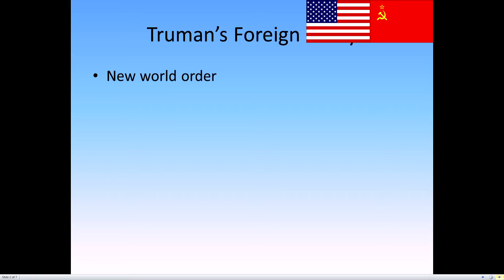And so this relationship between the United States and the Soviet Union is going to be what drives these foreign policy decisions for the next 70 years, basically. All right, now the very first thing that Truman has to deal with in foreign policy is the defeated Axis.